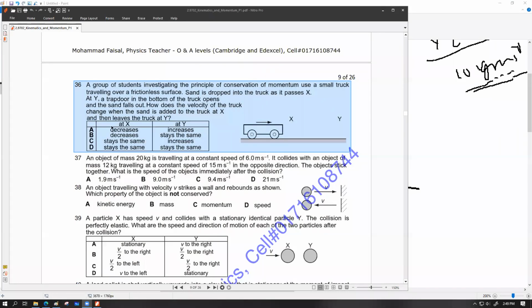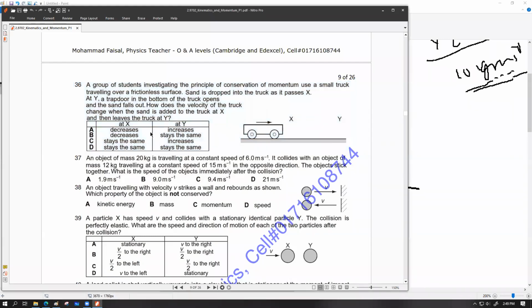Into the trolley, the momentum is of course decreasing. At X position, when the sand was added to the trolley, the momentum would decrease.